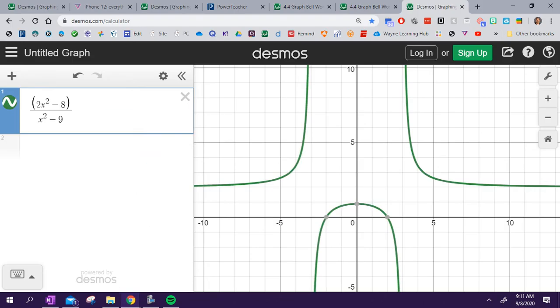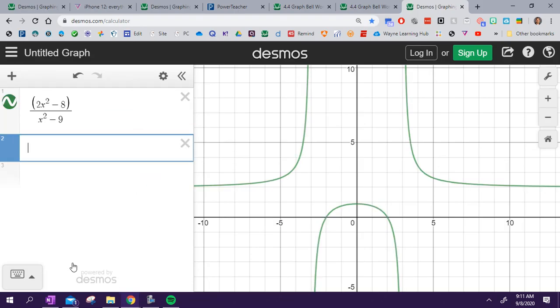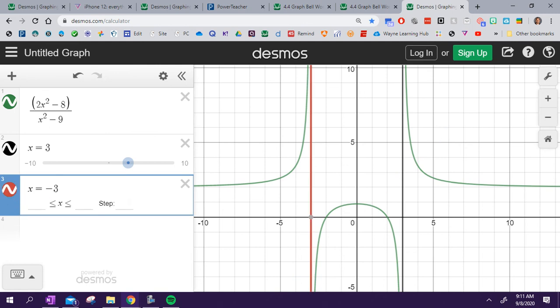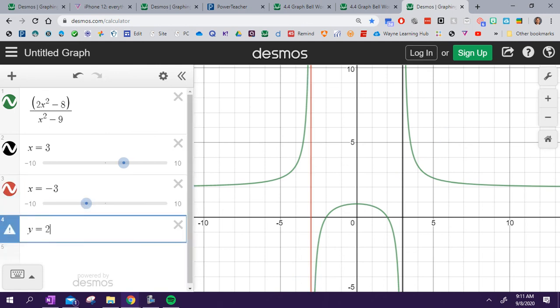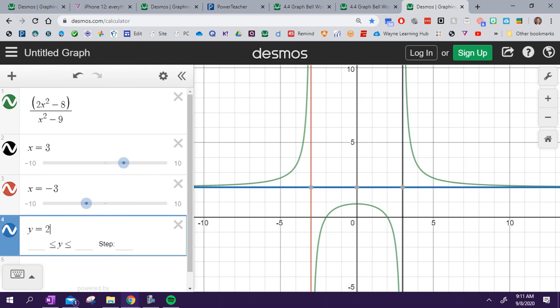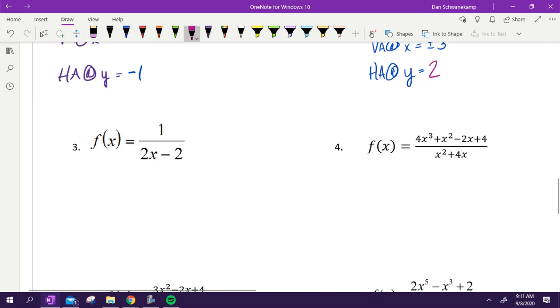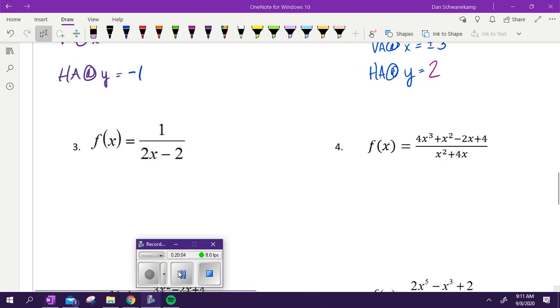Again, if we were to look at the graph here, here is my graph. We have x is equal to 3. Yep. X is equal to -3. Yep. And y equals 2 for sure. It's definitely splitting up my graph and I can quickly see what's happening. Try 3 and 4 with your neighbor. See what you can do with those two. Find the vertical, horizontal, and oblique asymptotes.